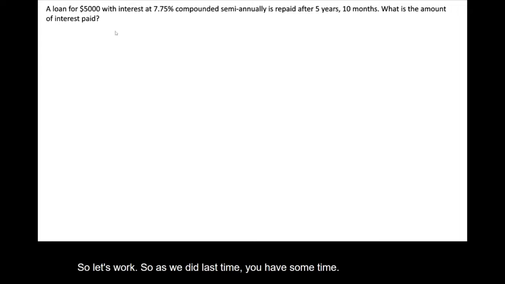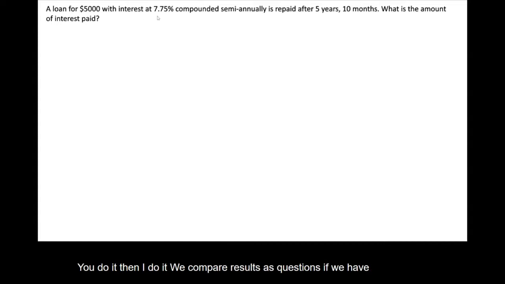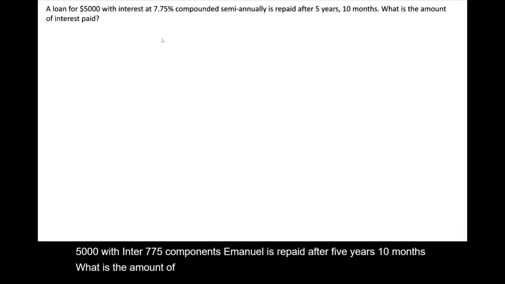Okay, so let's work. So as we did last time, you have some time. You do it, then I do it. We compare results, ask questions if we have any. Loan of 5,000 with interest 7.75% compounded semi-annually is repaid after 5 years, 10 months. What is the amount of the interest paid? Okay, people, do it. You have a minute.